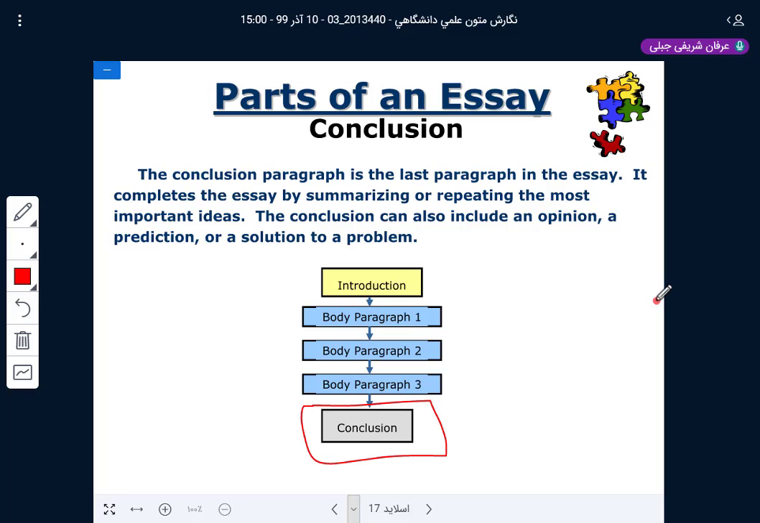The conclusion can also include an opinion, a prediction, or a solution to a problem. It can be an opinion, it can be a prediction, it can be a solution to a problem, it can give hope, it can give warning. Okay, it depends on the nature of the ideas you have used here in the body paragraphs. So if here you have some problem, here you can just give a solution to your problem.